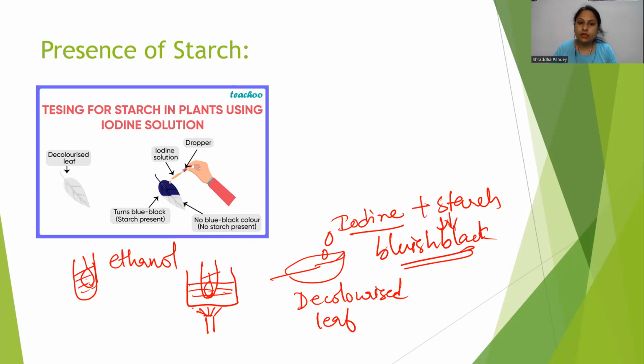So before that, we have to decolorize the leaf, and then we check the presence of starch with the help of iodine. So the presence of starch is detected in the leaf. After photosynthesis, you can check this by keeping the plant in sunlight, and after that you check the leaf and you will find the presence of starch in it. So here it means that photosynthesis has taken place.